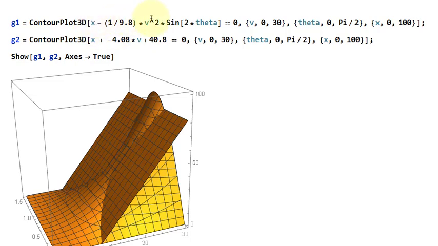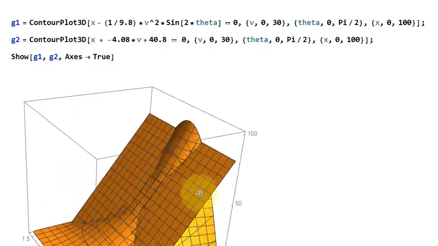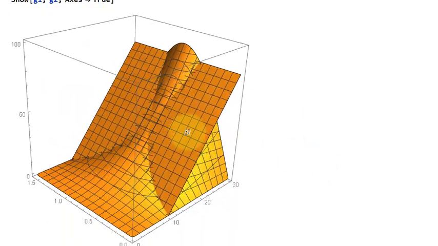This is the surface that we were studying before, and I've also plotted along with it the tangent plane at the particular point that we were looking at. This point, with 20 meters per second, a launch angle of 45 degrees, and a range of 40.8, is right here. So you can see a tangent plane to the surface as a result.